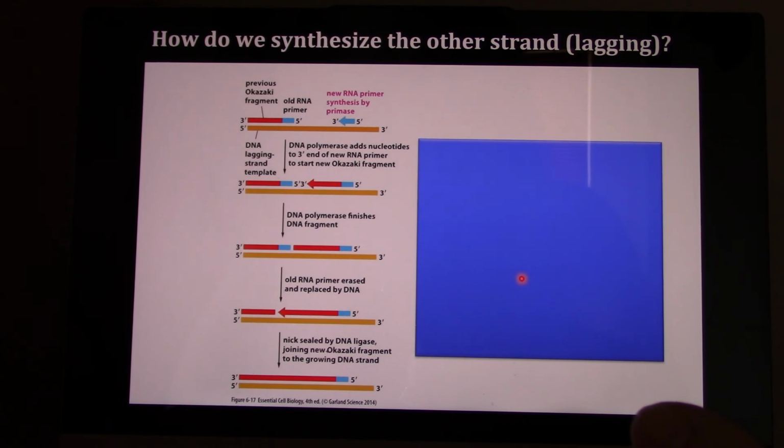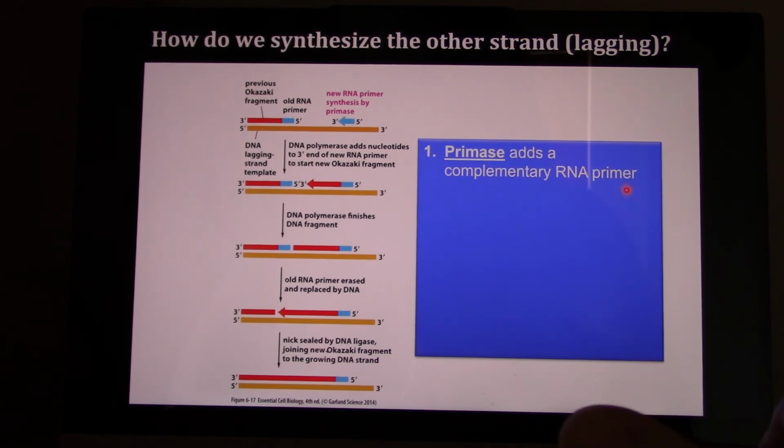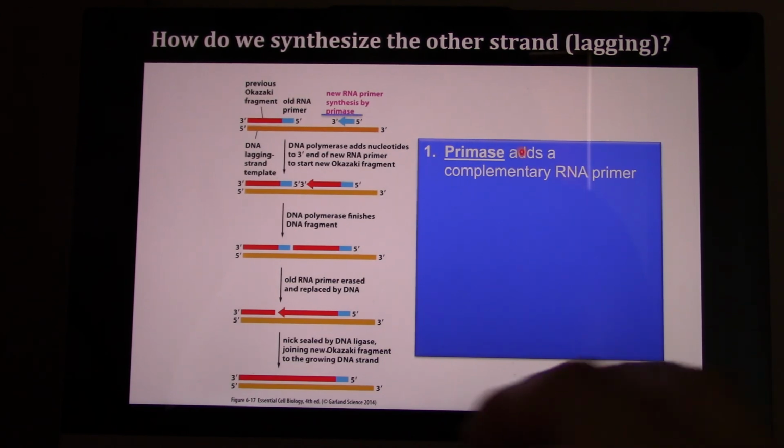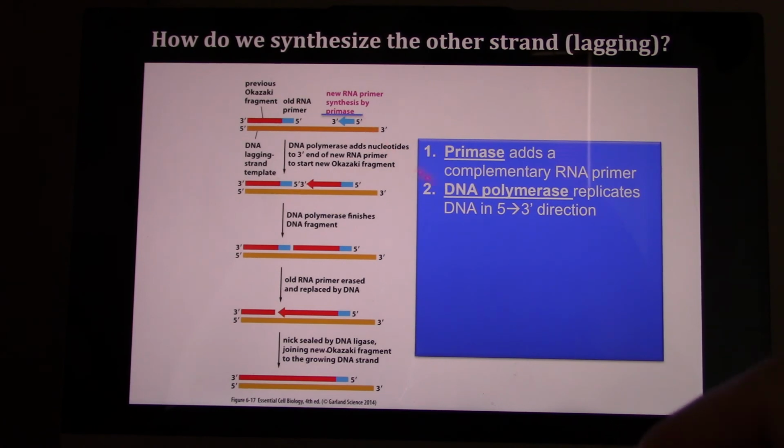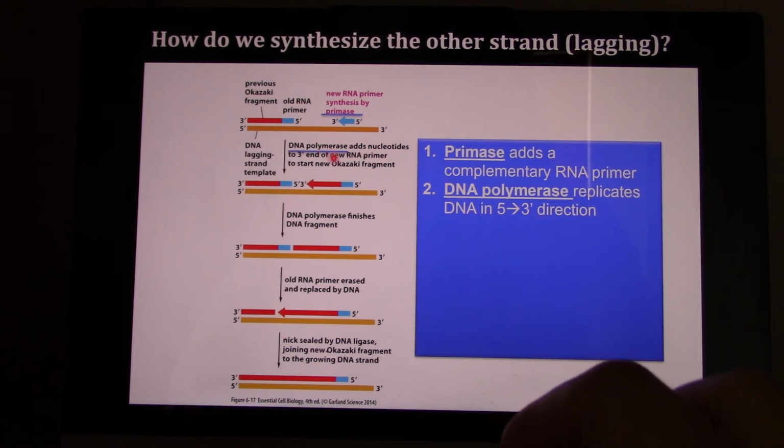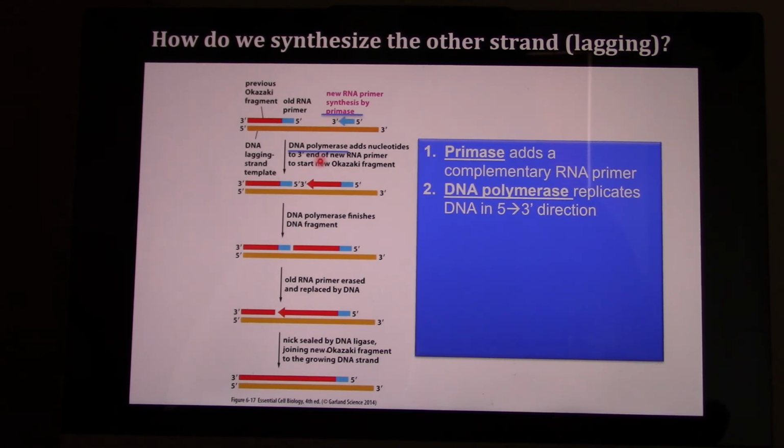So how do we synthesize the other strand, the lagging strand? Primase adds a complementary RNA primer, as shown here in the diagram in blue. DNA polymerase replicates DNA in the 5' to 3' direction. There's DNA polymerase. So as soon as we get this 3' hydroxyl, the DNA polymerase says, aha, I can start synthesizing.